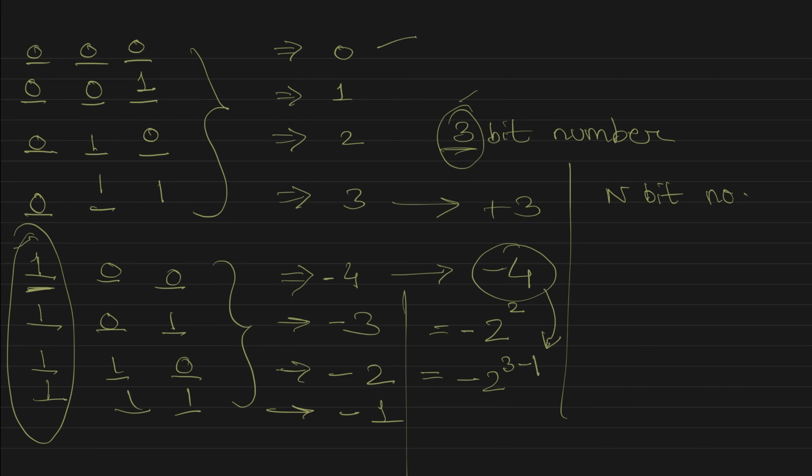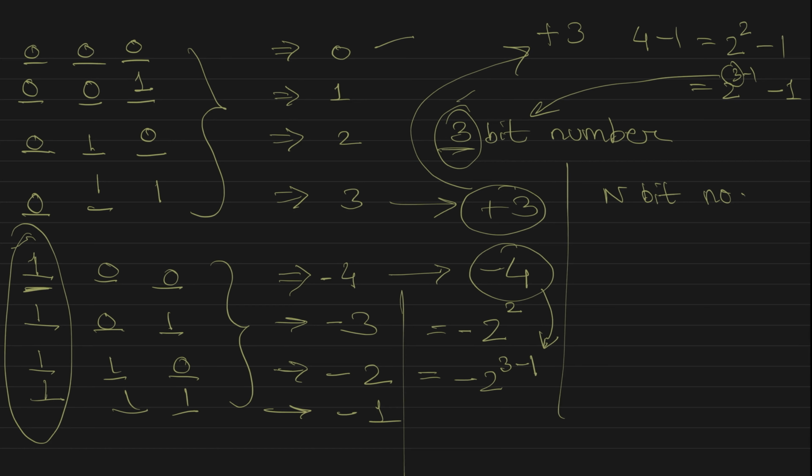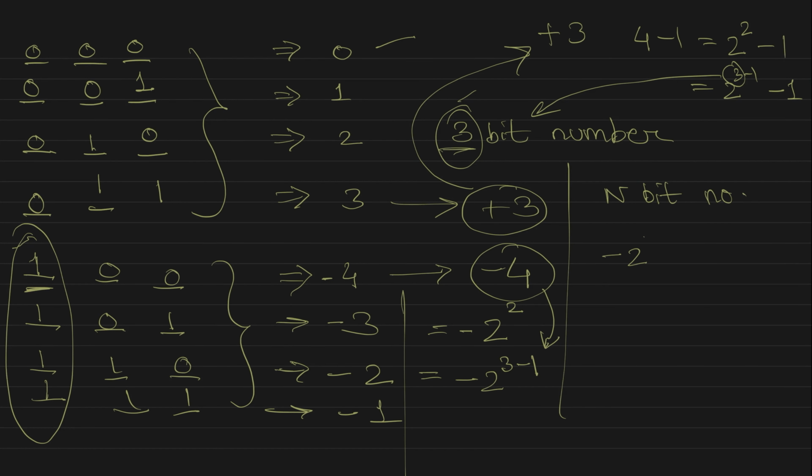And the +3, how can I represent it? I can write it as 4 minus 1, right, and 4 is what? 2 raised to 2 minus 1. So this is actually 2 raised to 3 minus 1, minus 1. Why 3 again? Because 3 is the number of input bits. So for any given n-bit number, my range becomes -2 raised to n minus 1 to +2 raised to n minus 1, minus 1.